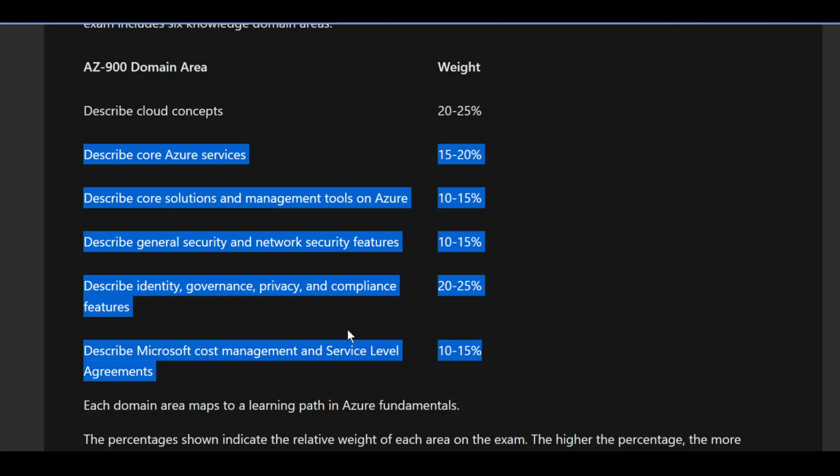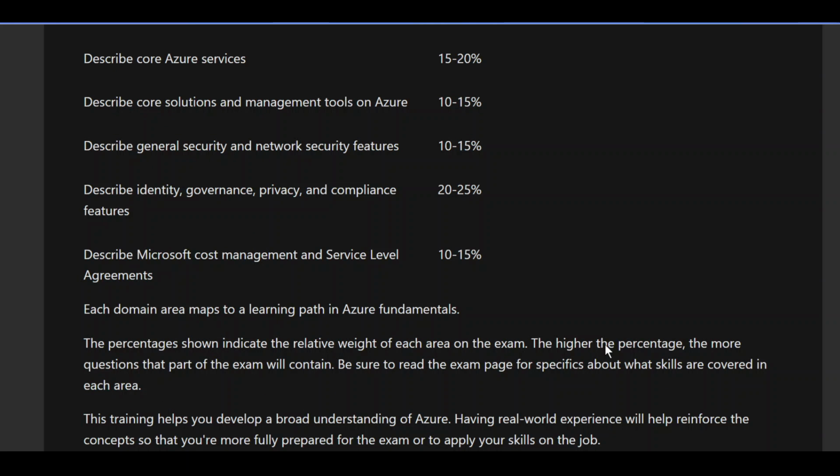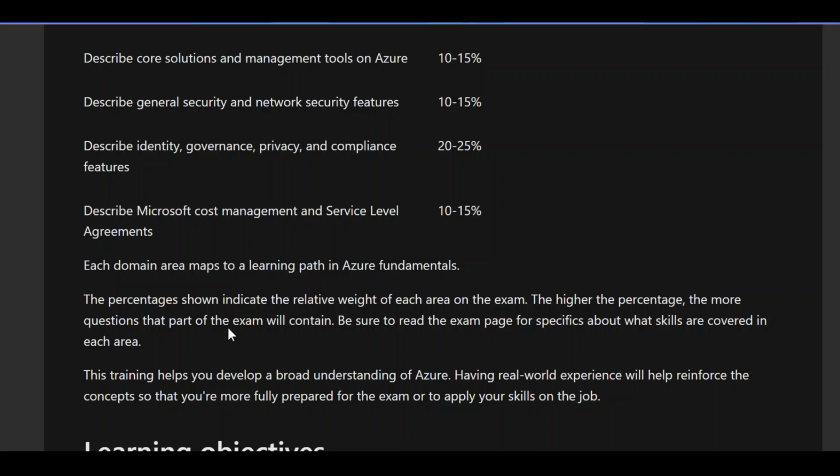Alright, so collect tayo natin ng information about dyan sa mga core, mga domain areas na itatackle sa ating exam. So, tabi ko muna yung notes ko. Alright, each domain area maps a learning path in Azure Fundamentals. The percentages shown indicate the relative weight of each area on the exam. The higher the percentage, the more questions that part of the exam will contain.